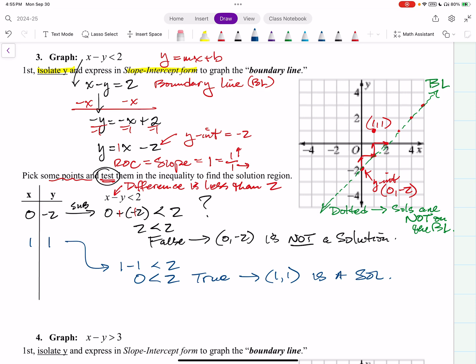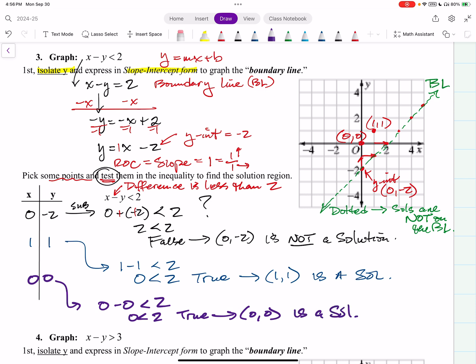So let's pick another one just for funsies here. I'm going to pick the easiest point in the plane, which I suggest everybody tests, and that's called the origin. Okay, so (0, 0). Is (0, 0) a solution? Well, let's plug it in and check it out. So is 0 minus 0 less than 2? Well, 0 is less than 2, and that's true. Because that's true, that tells you that (0, 0) is a solution as well.